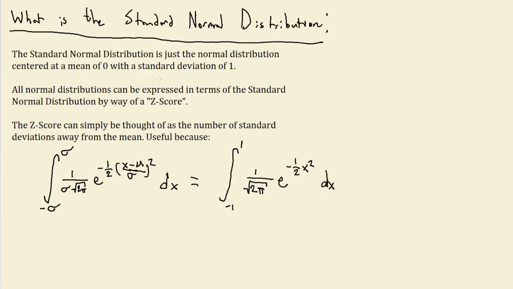All right, so we have 2 more things to cover with respect to the normal distribution, but now that the derivation is out of the way, this stuff will go pretty quickly. So we're asked what the standard normal distribution is. This is something you'll hear a lot in statistics. The standard normal distribution is just the normal distribution centered at a mean of 0 with a standard deviation of 1.